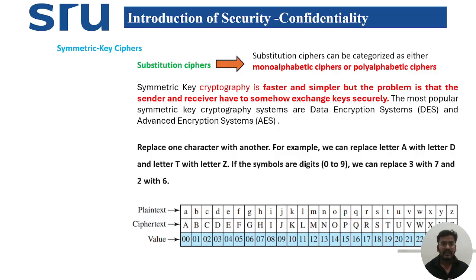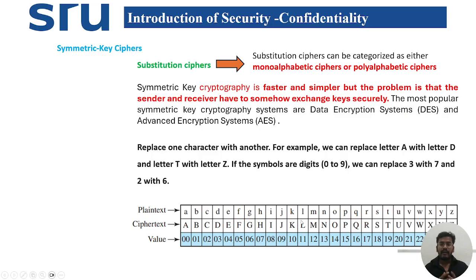So the most popular symmetric key cryptographic systems are the Data Encryption Standard and the Advanced Encryption Standard. Here, this is a set of data we can assume. Here we replace one character with another. For example, instead of A we can use D, and letter T is replaced with letter Z. Instead of T, Z should be used.